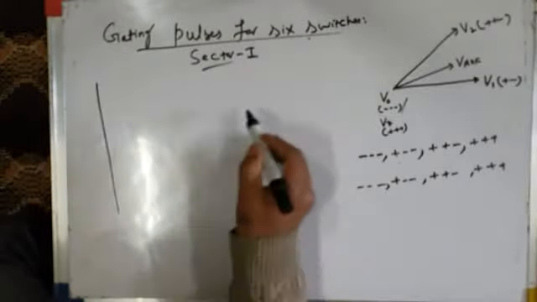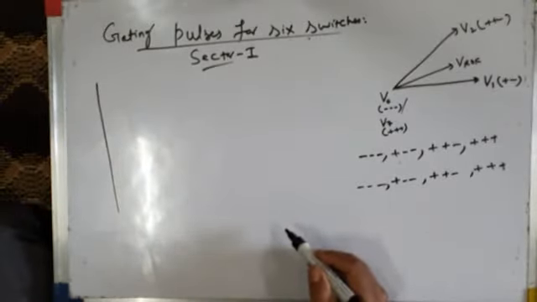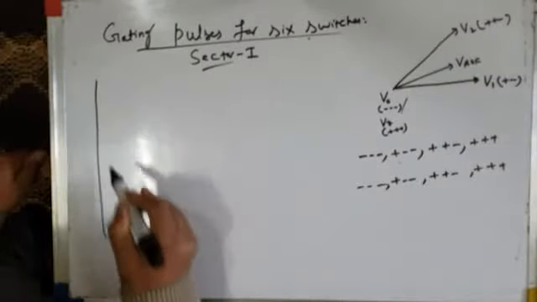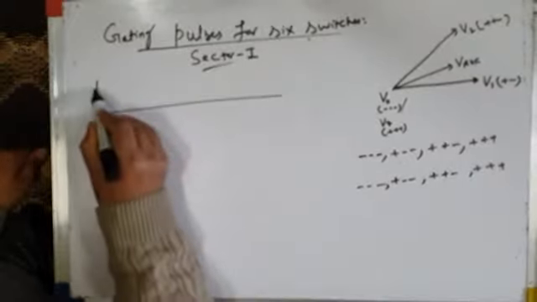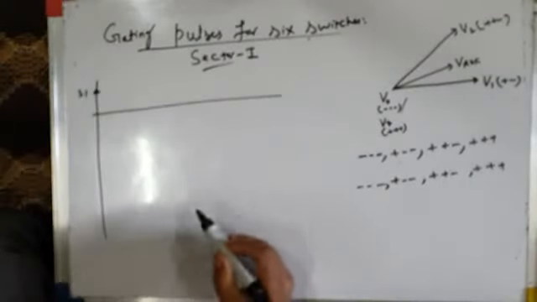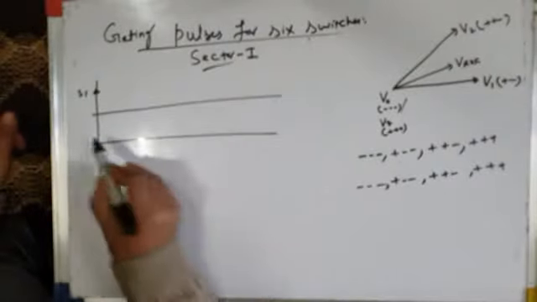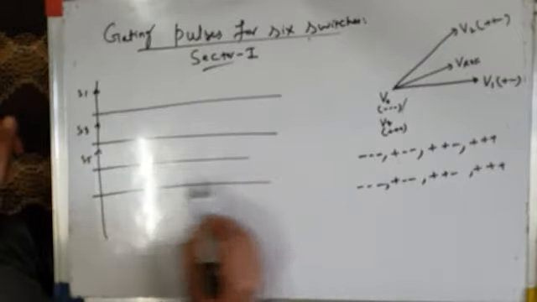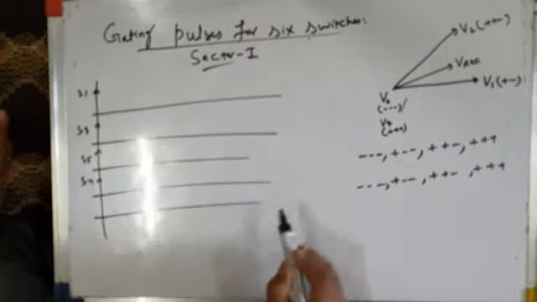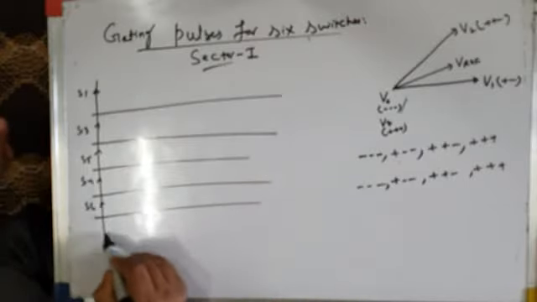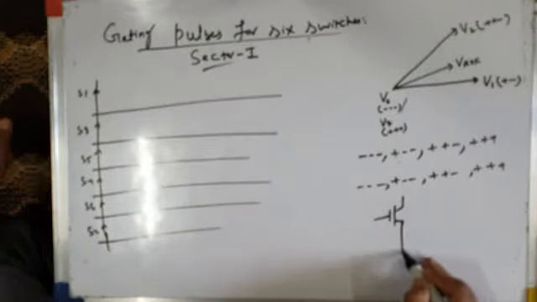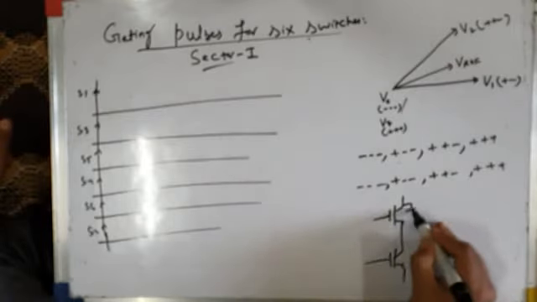So therefore, I have 6 switches of the inverter. This is switch S1. Let me first of all take the top switches S1, S3, S5, and the bottom switches are S4, S6, and S2. They are complementary. For example, in phase leg A, the 2 switches are like this. This is S1, this is S4.